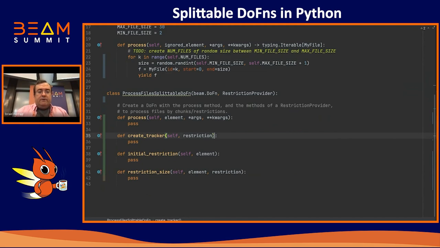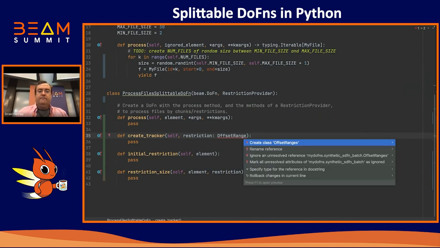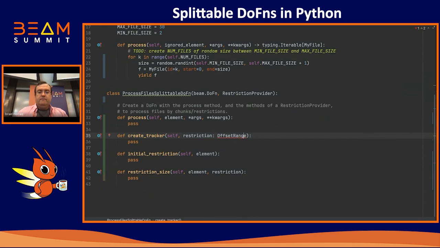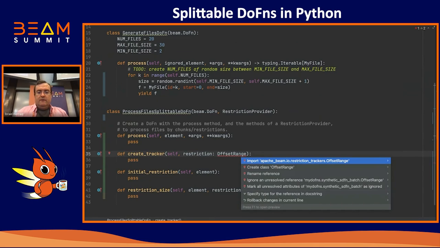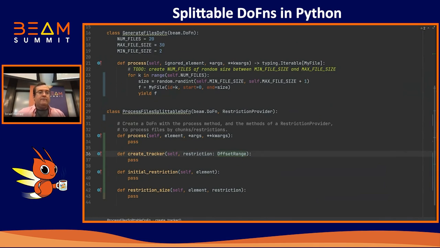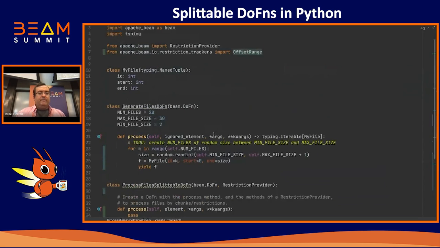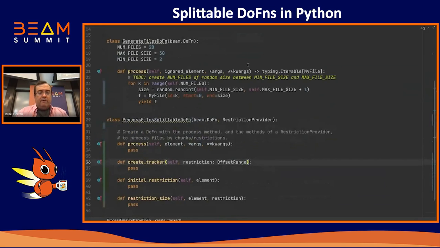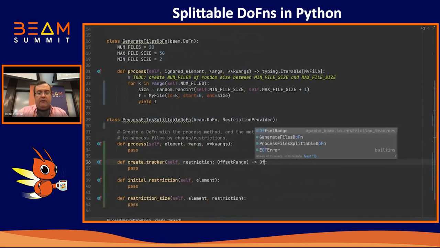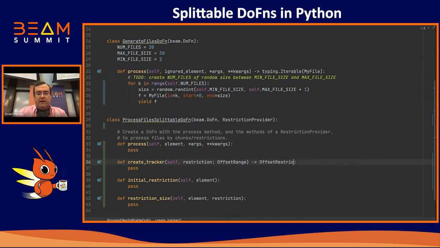As Miren said, there are here a couple of helper classes. Okay, here now it's recognized by the IDE. Offset range is one of those, and we are going to be returning here an offset restriction tracker.